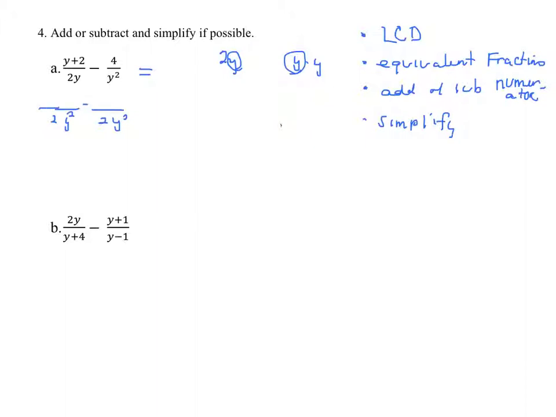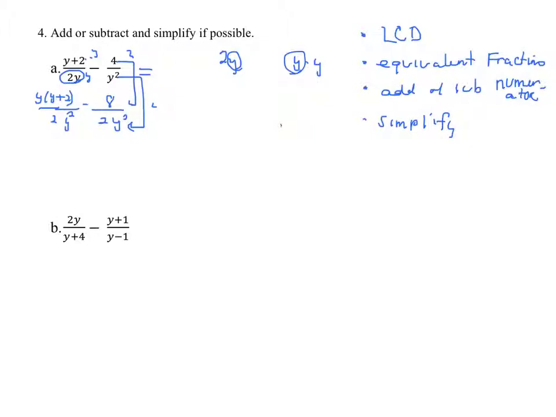So now I say to myself, how do I get from 2y to 2y squared? Well, I need to multiply both the top and the bottom by y. Good? So we'll get y times y plus 2. Perfect. Just relax. Now I need to get from y squared to 2y squared. So I'm going to multiply both the top and the bottom by 2. So I'll get 8. Okay, so we did equivalent fractions.